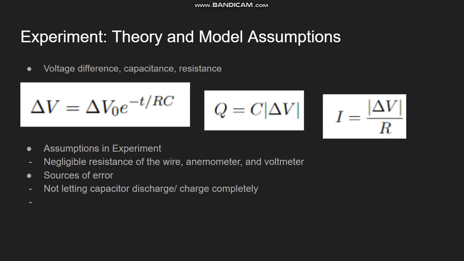Experiment theories and model assumptions. We have our three equations here: voltage difference using this equation, capacitance, and resistance. One of the assumptions in this experiment was that the resistance of the wire, the ammeter, and the voltmeter were all negligible. Sources of error might have come from not letting the capacitor fully discharge or charge completely.